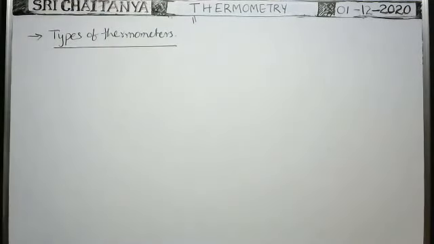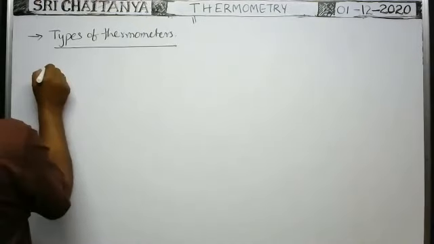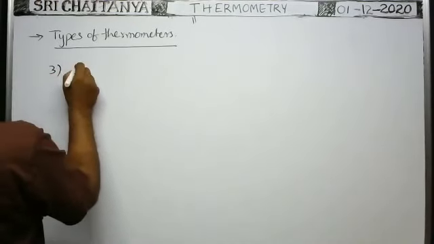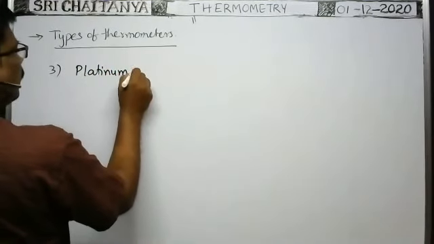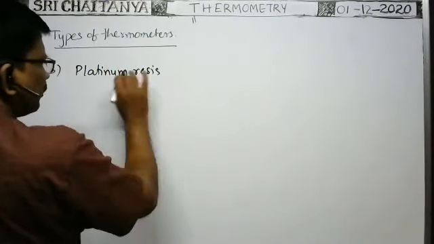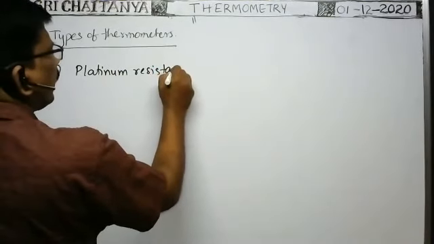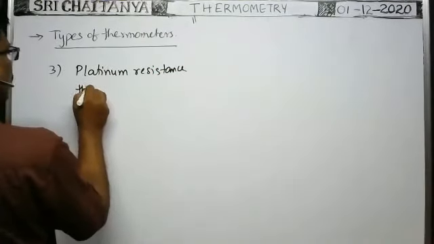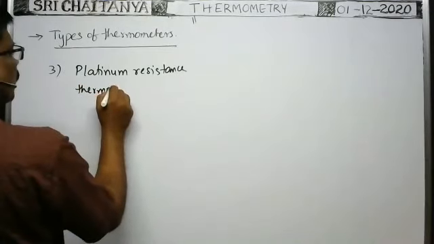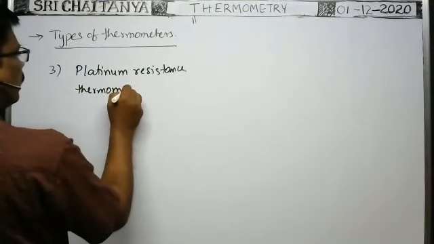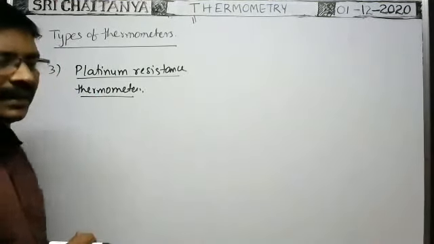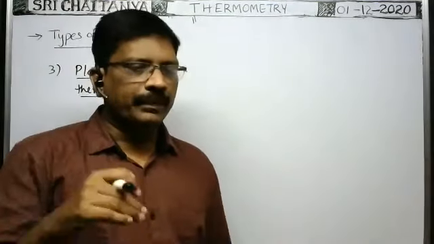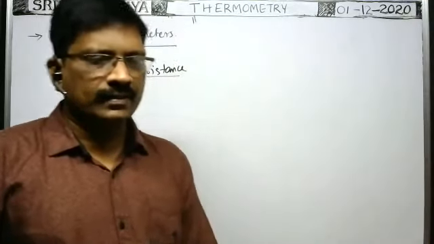Next, the third one, resistance thermometer: platinum resistance thermometer, or simply resistance thermometer. In the case of a conductor like platinum wire, when temperature increases, resistance also increases.